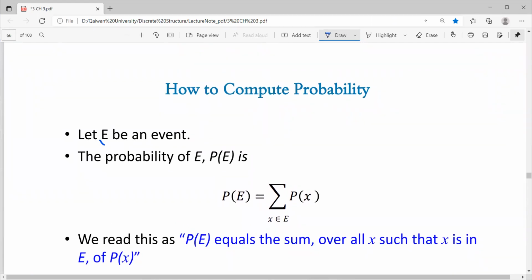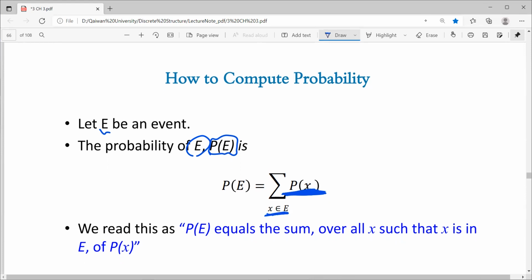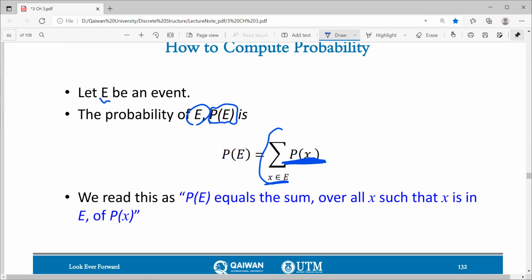We let E be an event. So the probability of E is P of E. As I said, we denote probability by P. P of E, the probability of E, equals the sum of probabilities for elements in E. It's a summation.